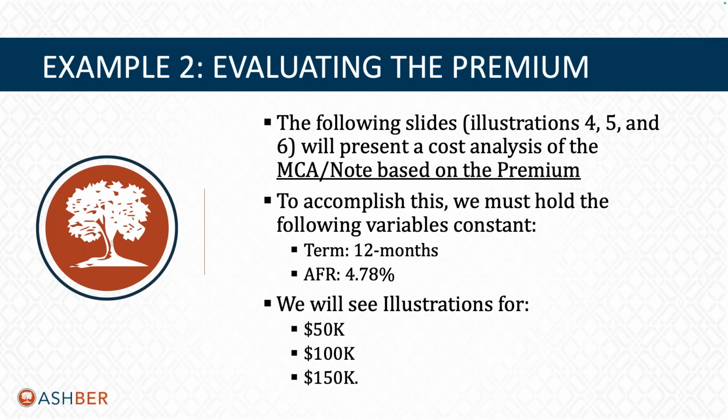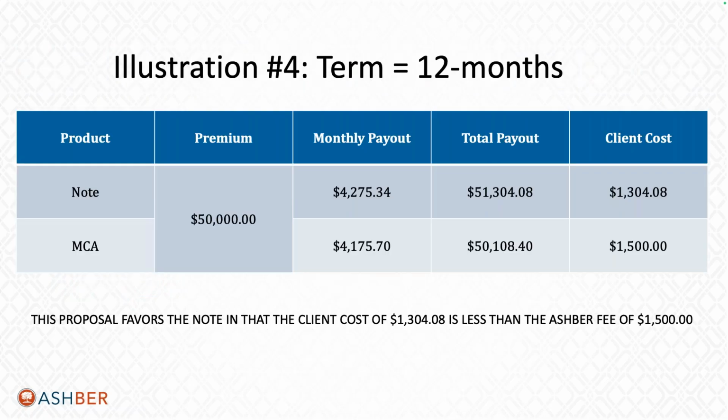Additionally, we're going to keep a similar term of 12 months, and then we're going to keep the April AFR again at 4.78%. So let's go ahead and look at the next 3 illustrations here. With a term of 12 months and a premium of $50,000, you can see the promissory note has an interest earned or cost of $1,300, whereas the annuity has a cost of $1,500 in this case.